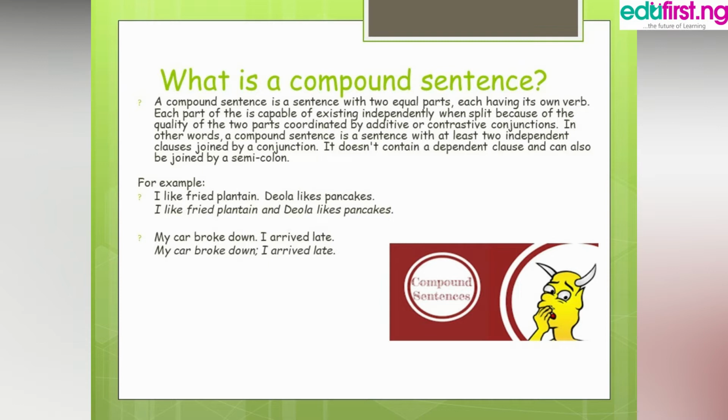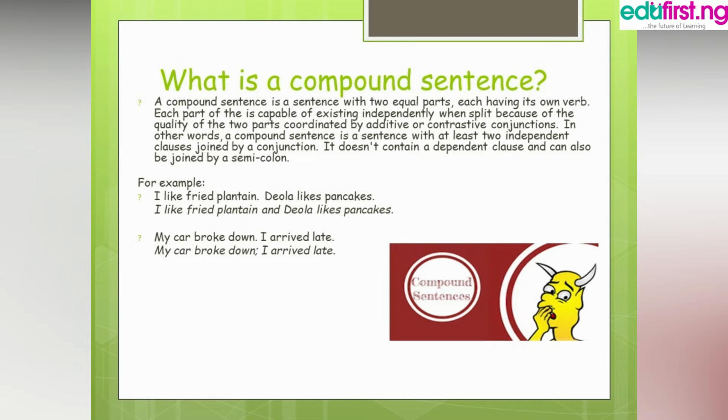My car broke down. I arrived late. The introduction of a semicolon in this sentence will make us have this compound sentence in this structure. My car broke down; I arrived late. So you can see that two independent sentences, when joined by a conjunction or a semicolon, as we will continue to highlight further, give us a compound sentence.